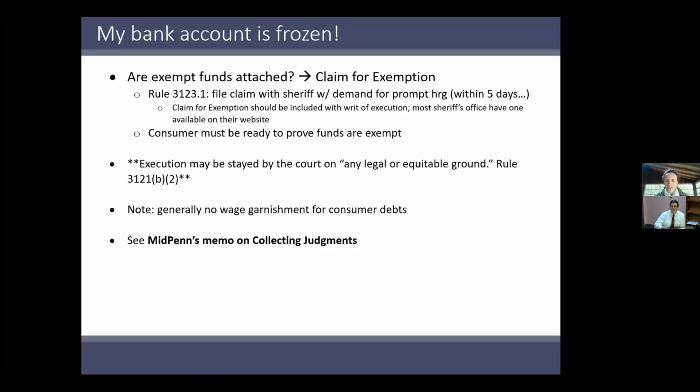But here's the process. I'm looking at the time and realizing we only have a couple minutes left, so I'm going to cut this short. But if exempt funds are attached, and they shouldn't be, and you aren't able to get them released any other way, you can file a claim for exemption, and then a hearing should be scheduled within 5 days. In Philadelphia, it's never scheduled within 5 days. I don't know about other counties. But if you include a demand for a prompt hearing, it should be within 5 days.